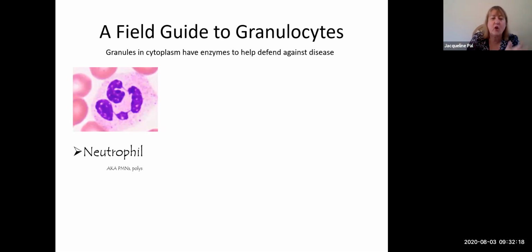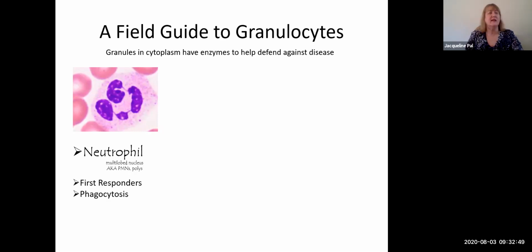Other names for it are polymorphonuclear cells, which just means the cells with the different looking nucleus, abbreviated as PMNs, and usually called polys. So if you ever hear somebody talking about polys or read it in the book, they're talking about neutrophils. So in the neutrophil, we have a multi-lobed nucleus and granules that do not stain red or blue.